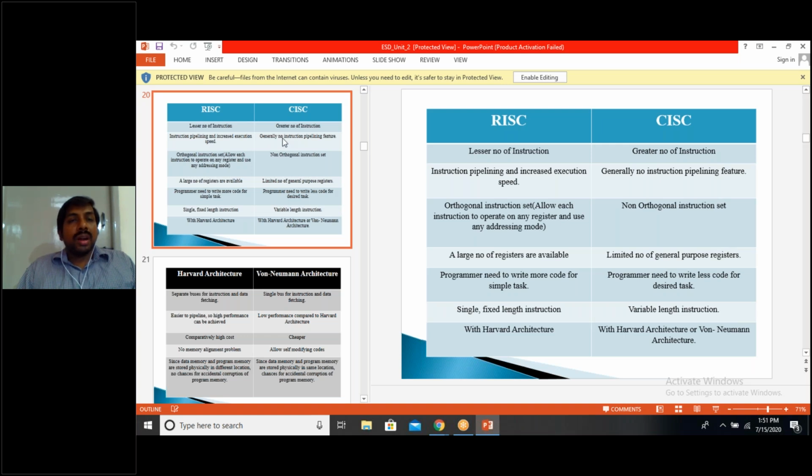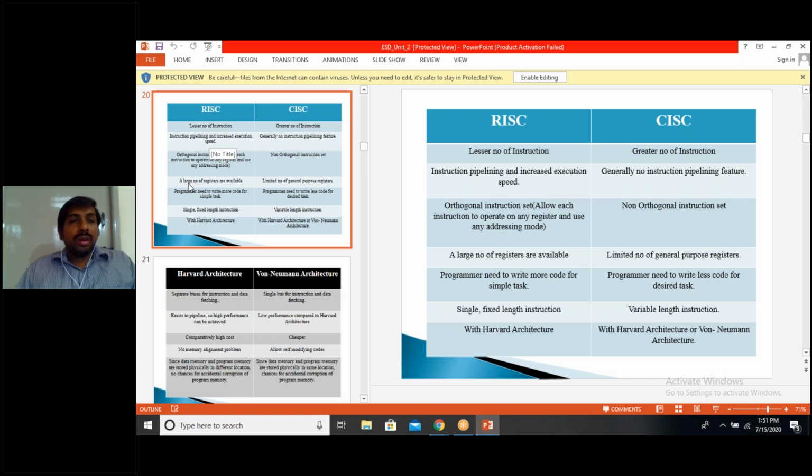If you go for CISC architecture, there is no instruction pipelining. One instruction is totally executed, then only we go to the next instruction. Such a design is called CISC architecture. So there are more instructions and no instruction pipelining, whereas in RISC architecture you have fewer instructions and we follow instruction pipelining. An orthogonal instruction set is available here for all the registers, whereas in CISC architecture there is no orthogonal instruction set. RISC architecture has a large number of registers, whereas CISC architecture has fewer registers.